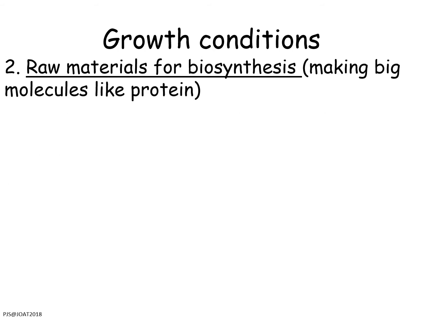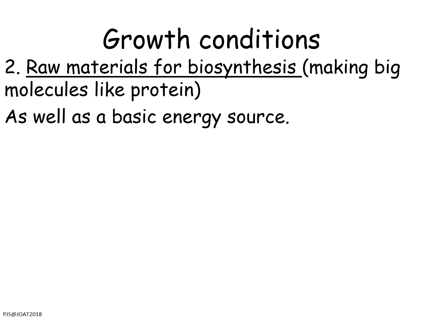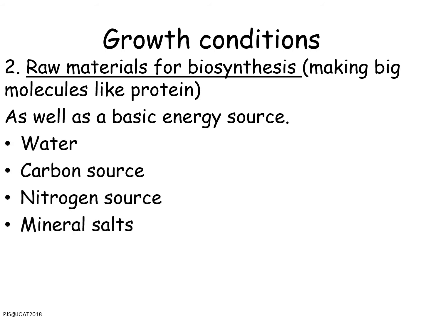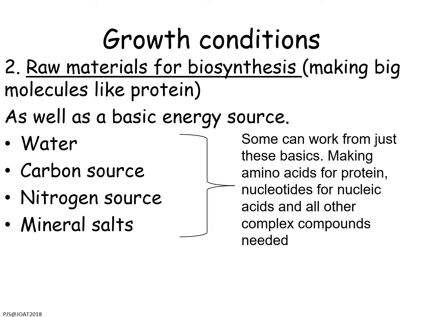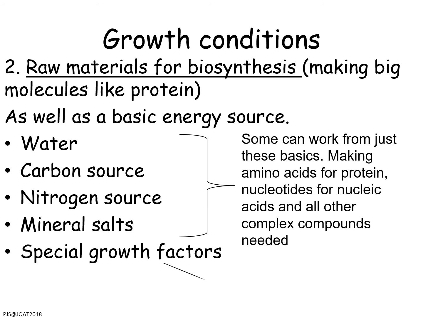Then we need raw materials for biosynthesis. That sounds a bit posh, but basically what we're saying is you need all the things that would normally make you produce something big. If I'm going to make things like proteins, I need amino acids. If I'm going to make DNA, I need the building blocks, nucleotides. So all of these things are necessary in the culture. As well as the basic energy source, you want to provide them with water, some carbon, some nitrogen, some mineral salts. All of that would be the basics, and if they have all these things, then they can make the things that would make something bigger. So raw materials for biosynthesis. On top of that, we have some things that are individual for particular microbes.